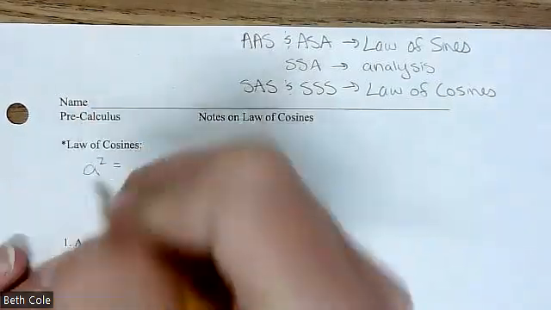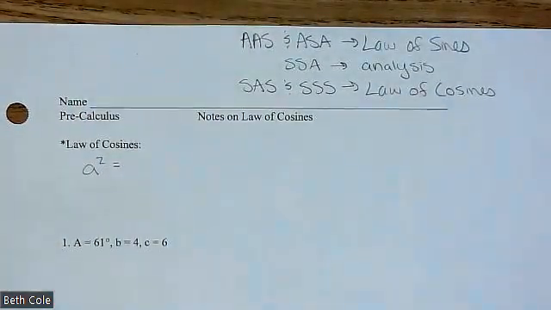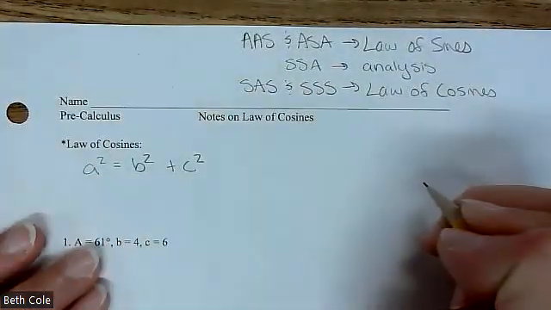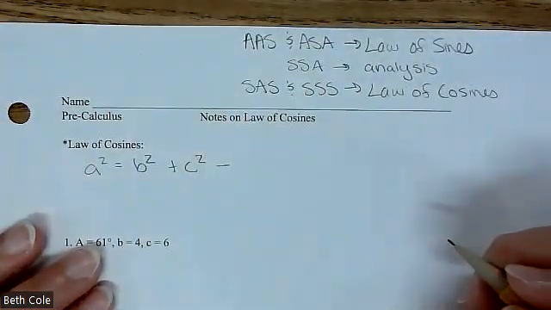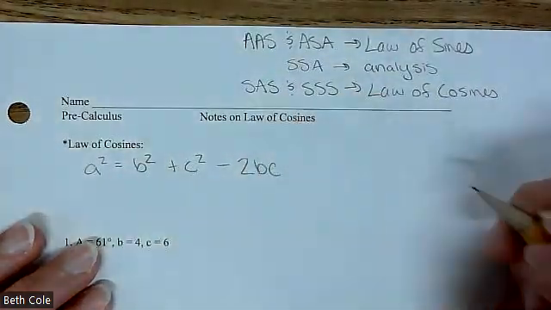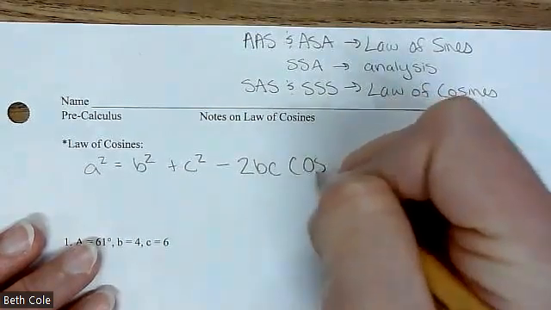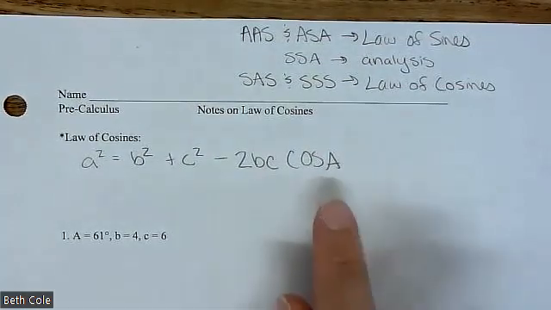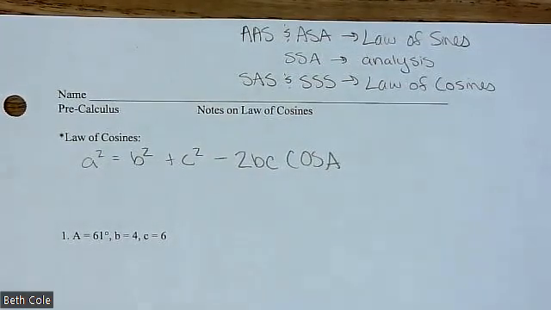So it's going to start A squared equals B squared plus C squared minus 2BC cosine A. Hold on. Let me tell you how I remember it. Sine, cosine, tangent has to be of an angle.